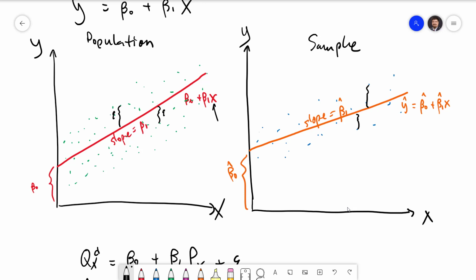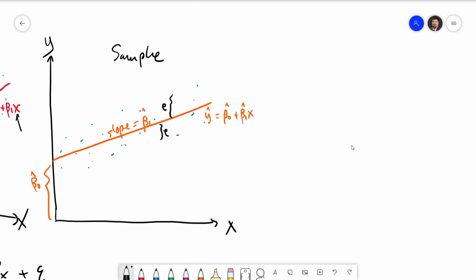We use e to denote the residual. We denote the residual for each observation as e_i. Remember that each of these blue dots in the sample is a different i. For each observation, e_i is defined as y_i, the actual value of i, minus y_i hat, the predicted value based on our estimated equation, represented by the orange line on the graph.